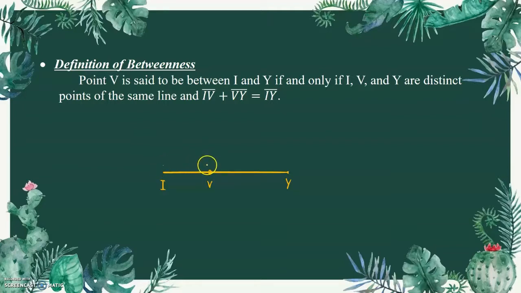to V and the distance from V to Y is equal to the distance from I to Y. Again, the distance from point I to point V plus the distance of point V to point Y is equal to the distance from point I to point Y. Alright? That is the definition of betweenness.